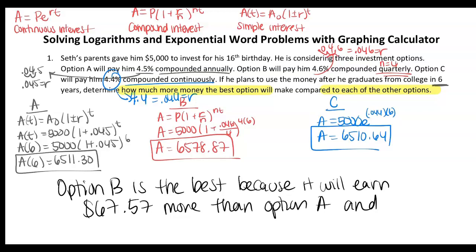And how much more money will you get if you use option B over option C? So subtract both of these numbers now.